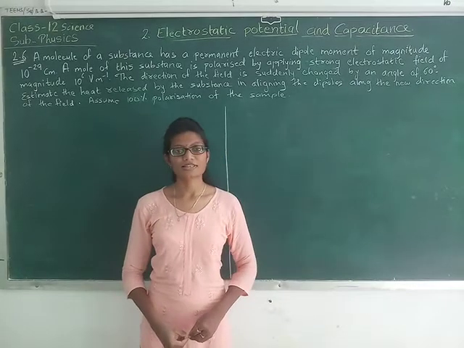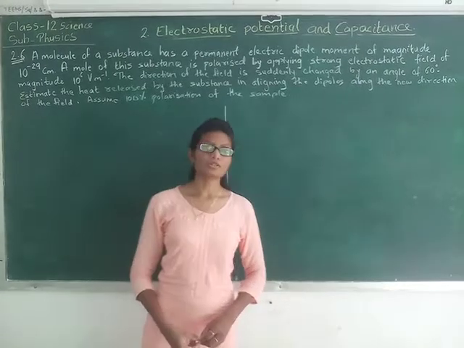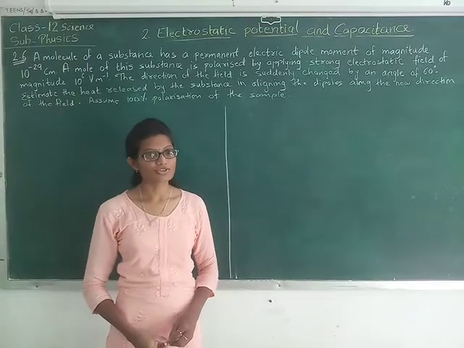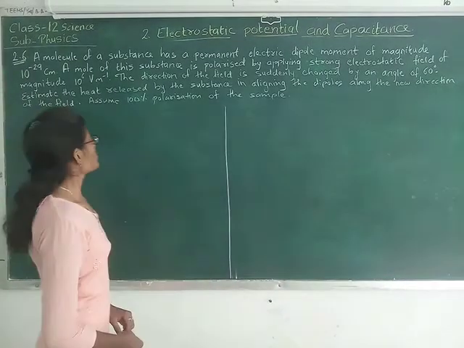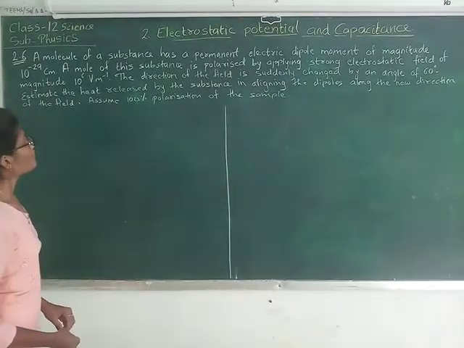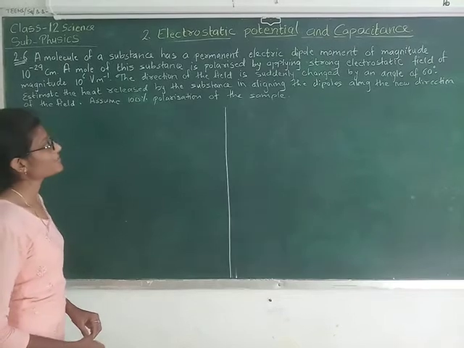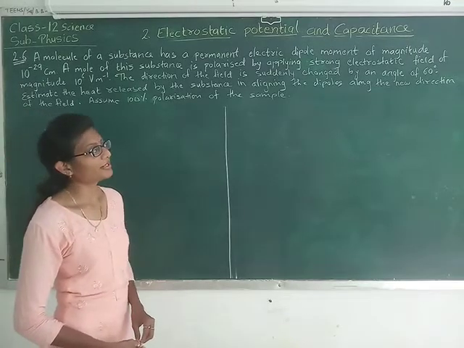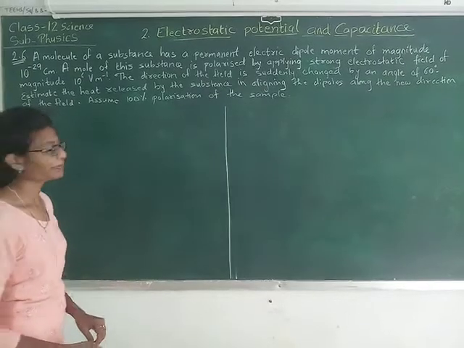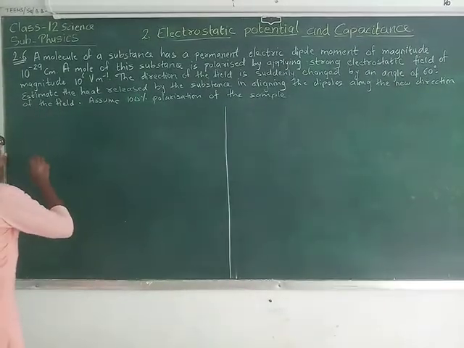To class 12 physics. In this video we are going to solve another illustration of chapter number 2, that is electrostatic potential and capacitance. So let us see illustration number 2.6. A molecule of a substance has a permanent electric dipole moment of magnitude 10⁻²⁹ coulomb meter. So first of all let us write down the data.